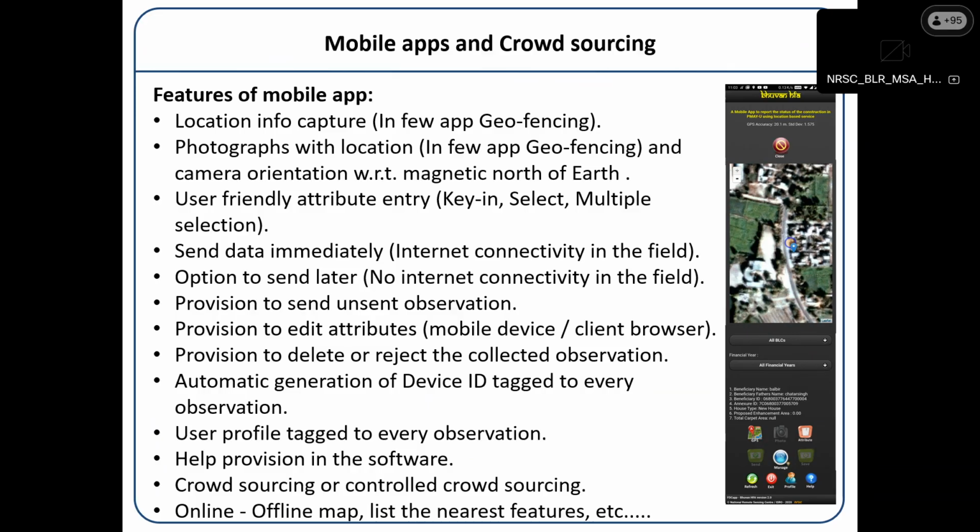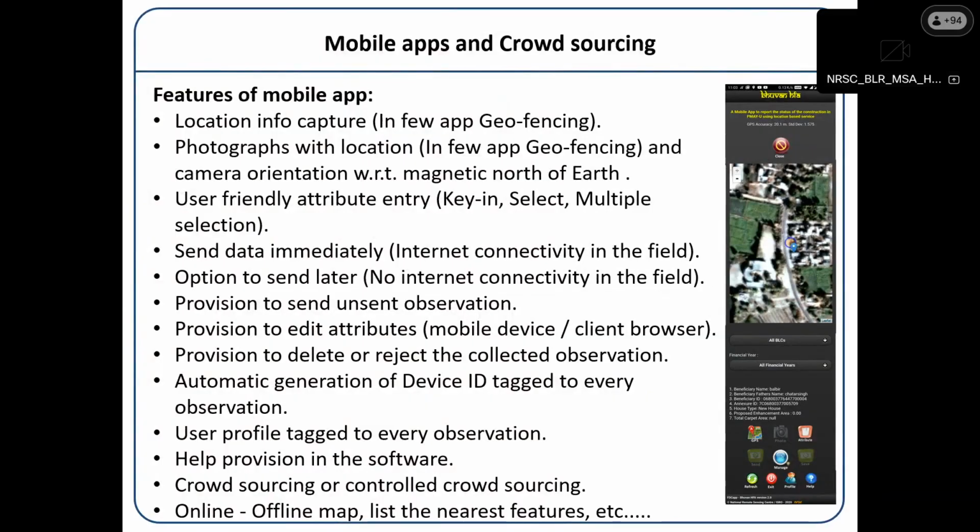Then you have a delete option in the app itself. If you have wrongly captured the information, you can delete it. For example, if you have already pushed that to the data center, then you have an interface to reject the observation, in which case it will not be used for any analysis once the data is rejected.